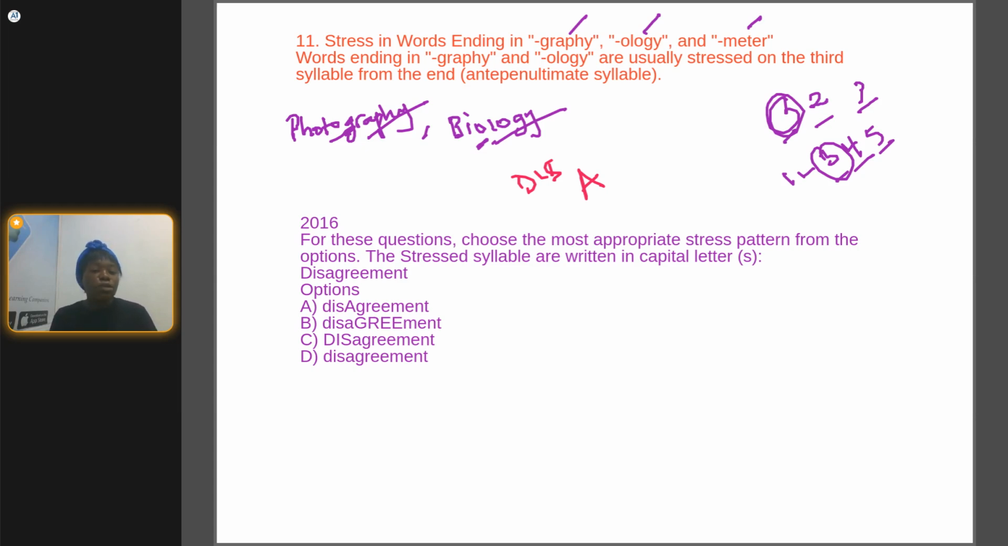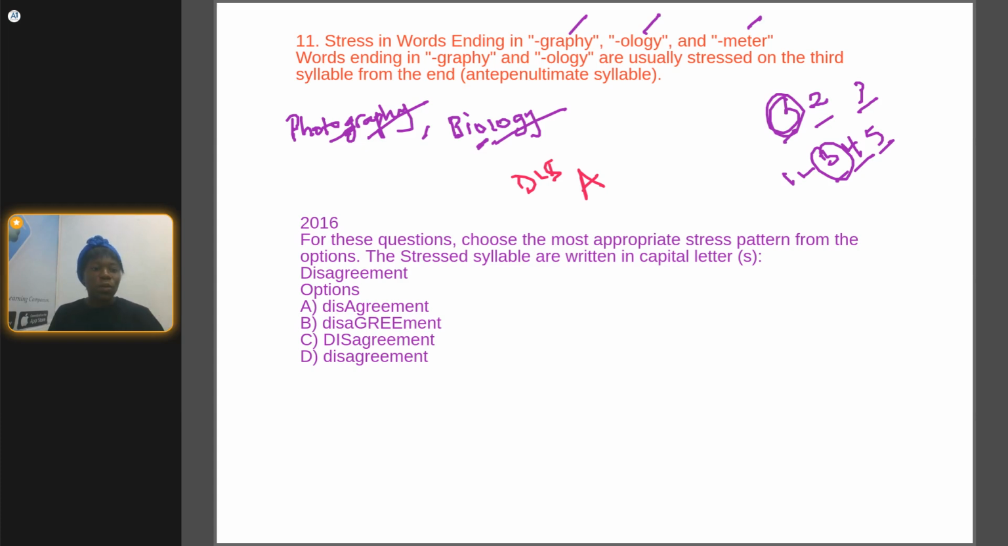Disagreement. Now, there are different rules you can apply to this question to get the option. This word has a prefix and it has a suffix. Remember that two of our rules state that the prefix cannot be the stressed syllable, and the suffix, meant, can also not be the stressed syllable. That's two rules applying to this question.